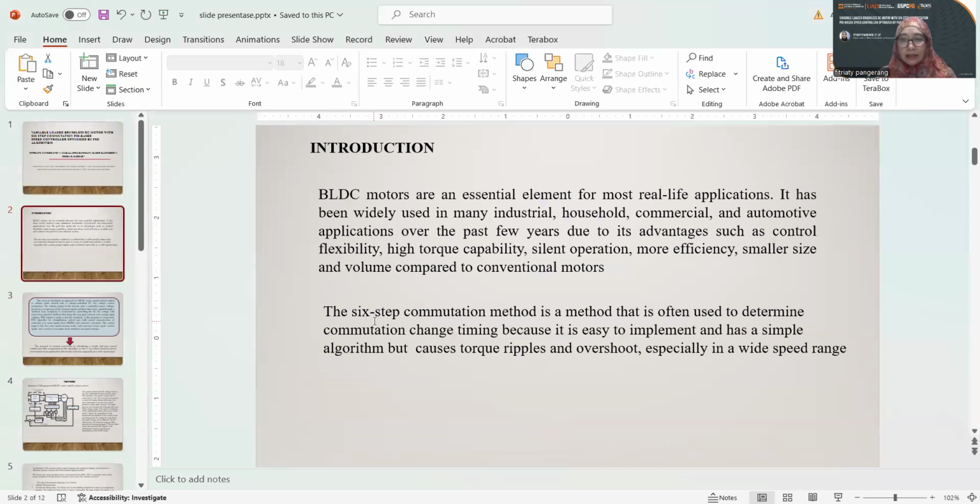BLDC motors are an essential element for most real-life applications. They have been widely used in many industrial, household, commercial, and automatic applications over the past few years due to their advantages such as control flexibility, high torque capability, silent operation, higher efficiency, and smaller size and volume compared to conventional motors. The 6-step commutation method is often used to determine commutation change timing because it is easy to implement and has a simple algorithm, but it causes torque ripple and overshoot, especially in a wide speed range.